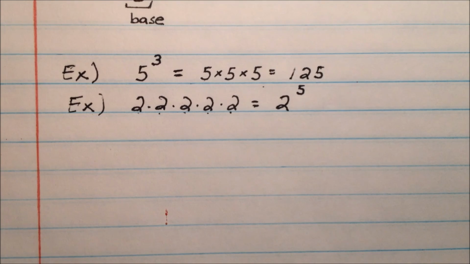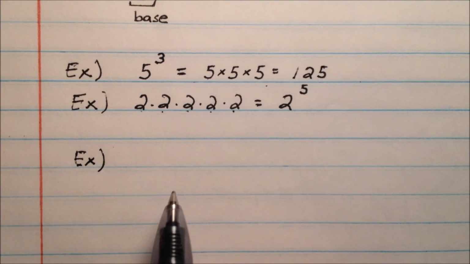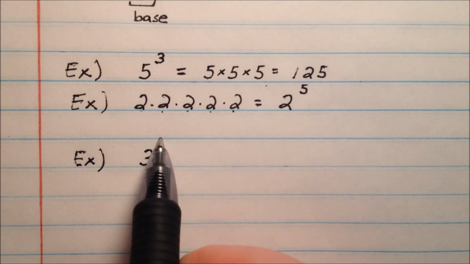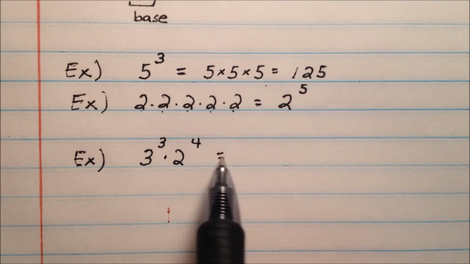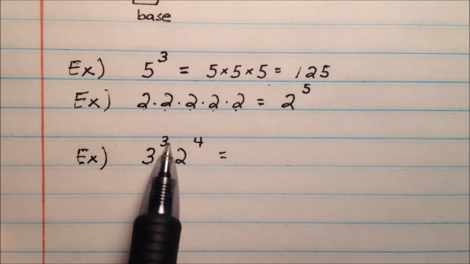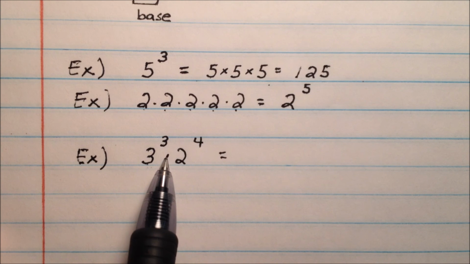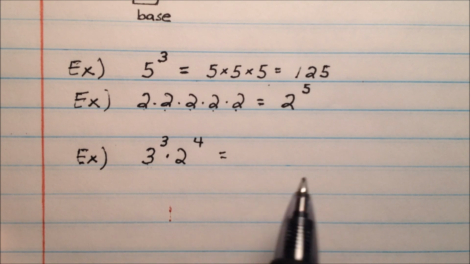One more example looks like something like this. We can combine them, and what if we had 3 to the power of 3 times 2 to the power of 4? What exactly is this going to look like? So we have 3 as a base, and 3 is the exponent, and then we're going to multiply that times 2, which is the base, and 4, which is the exponent.